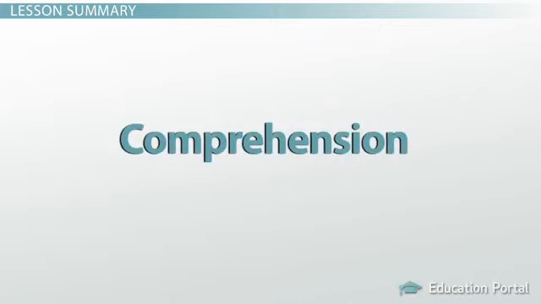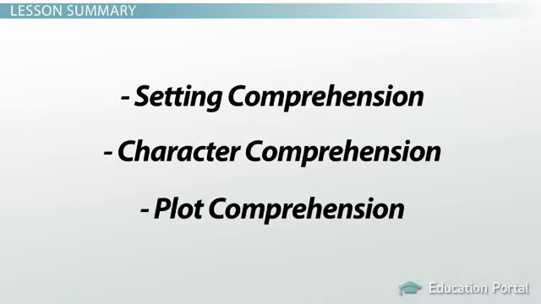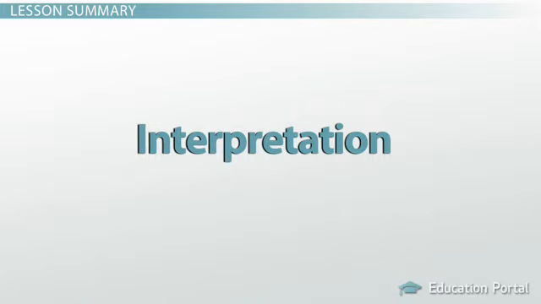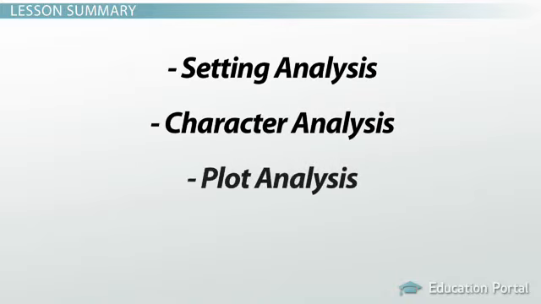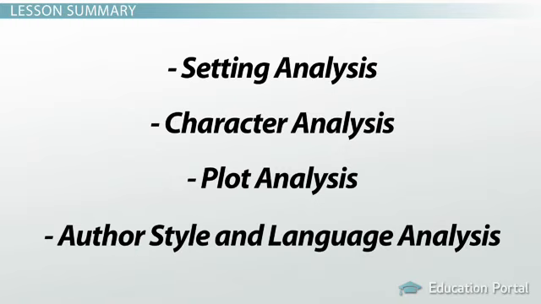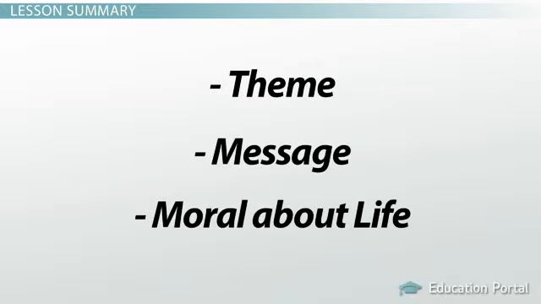To review, the first element of analysis is comprehension, or basic understanding of setting comprehension, character comprehension, plot comprehension. The next element of analysis is interpretation, or a further exploration of the stated and implied aspects of setting analysis, character analysis, plot analysis, author style, and language analysis. Remember those literary devices. The last element of analysis is drawing conclusions, or bringing everything together to support a greater theme, message, or moral about life.